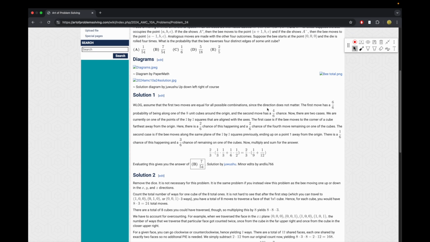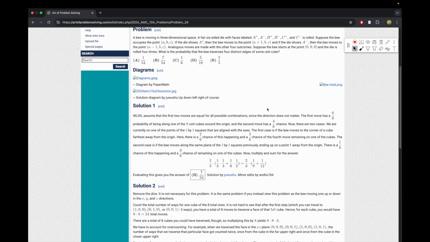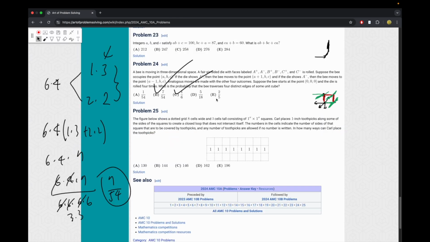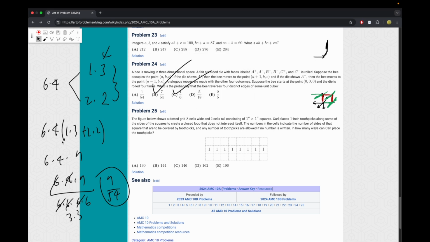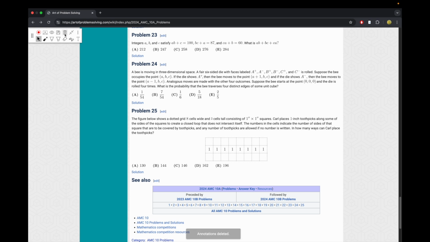I think solution number 1 is the same as the one that I had, but solution number 1 calculated directly with probability, but I counted with cases, and then used probability. So yeah, it's the same.